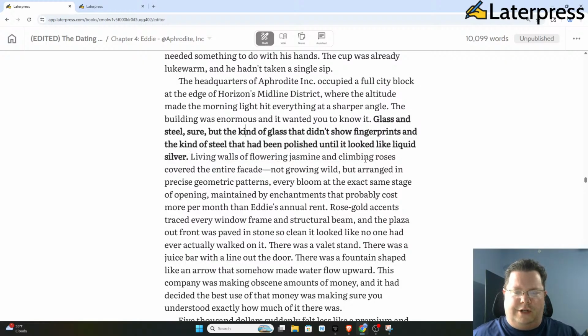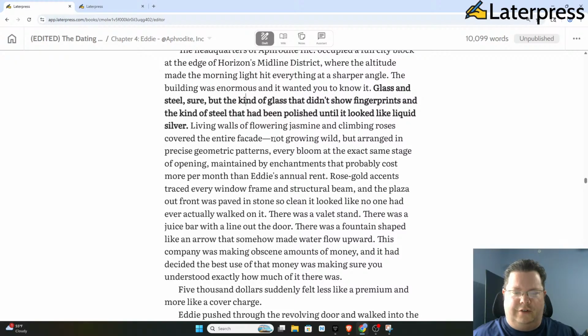Living walls of flowering jasmine and climbing roses covered the entire facade, not growing wild, but arranged in precise geometric patterns, every bloom at the exact same stage of opening, maintained by enchantments that probably cost more per month than Aunt Eddie's annual rent.